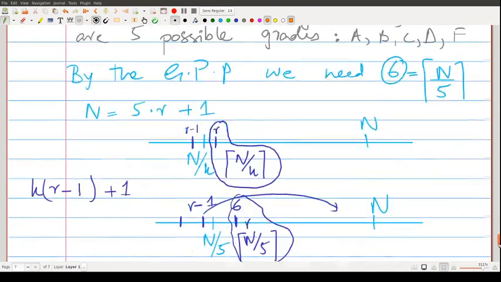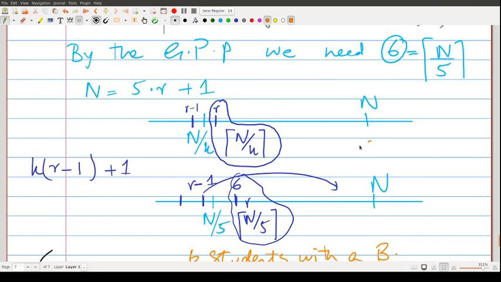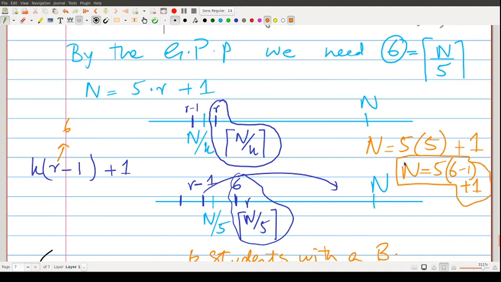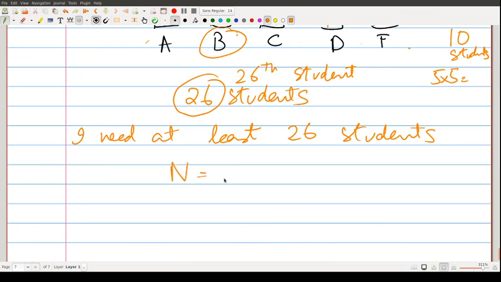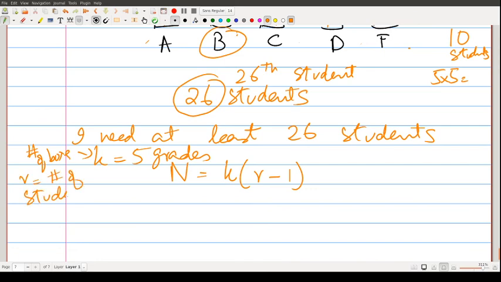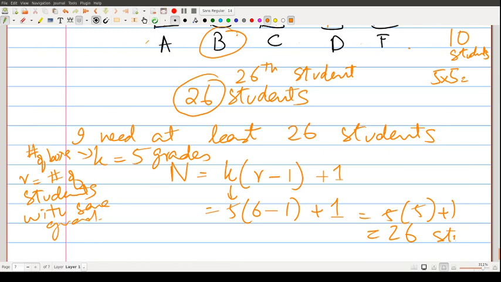And to do this using the mathematics I was previously doing, n is basically 5 times 5 plus 1. So the way to find this answer is to say n is equal to k times r minus 1, plus 1. My k was 5 grades, k is the number of boxes, r is the number of students with the same grade. I wanted 6 students to have the same grade, so k times r minus 1 plus 1, which is 5 grades, 6 minus 1 plus 1, 5 times 5 plus 1 equals 26 students.